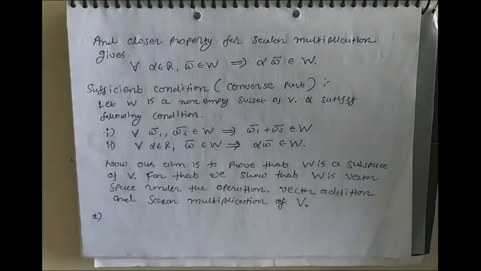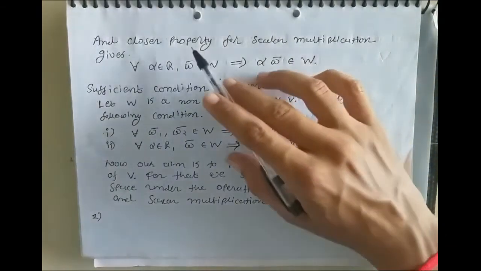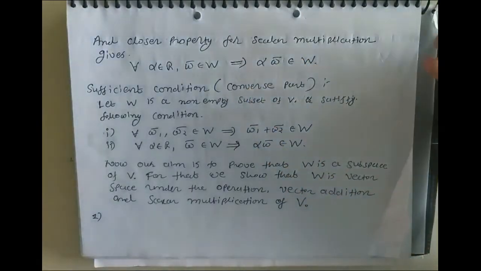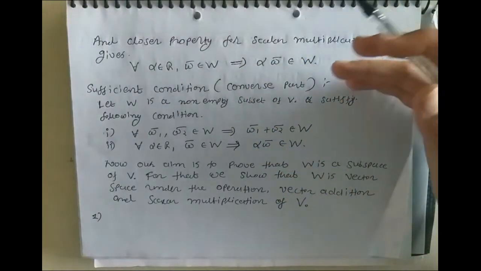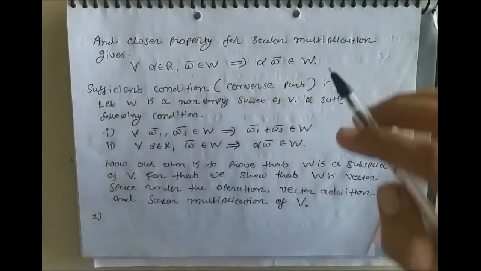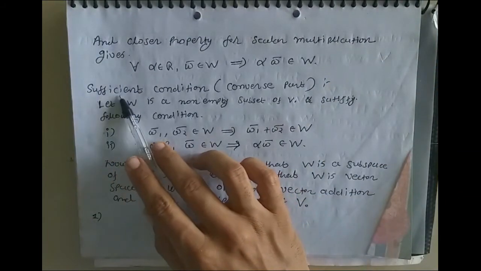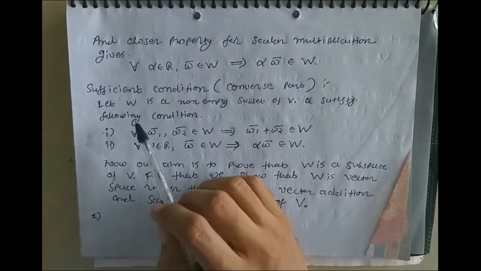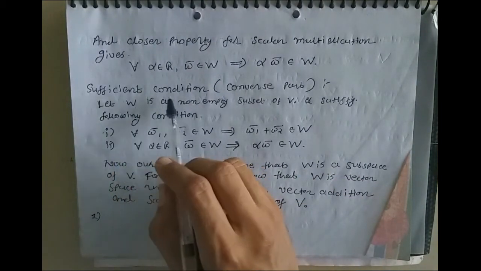Now what is the sufficient condition? First of all, we assumed W is a subspace, then we showed that W is closed under vector addition and W is closed under scalar multiplication. So we proved the first two conditions. Now we assume that these two conditions are satisfied. So this is the converse part, or we can say the sufficient condition.